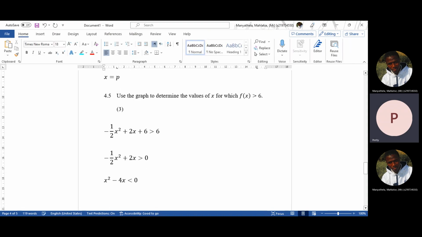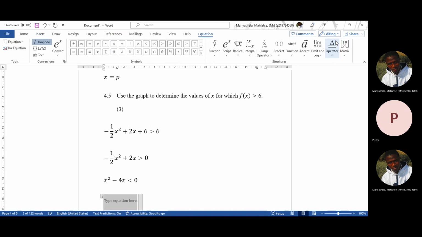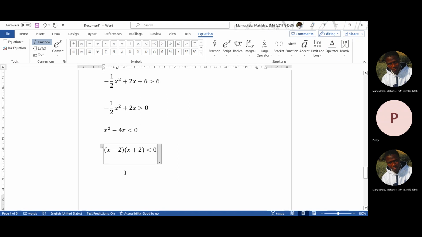Now we look at x squared minus 4x and find its factors. We factorize it and get x minus 2 into x plus 2, something like this, is less than 0. Then you solve for x.